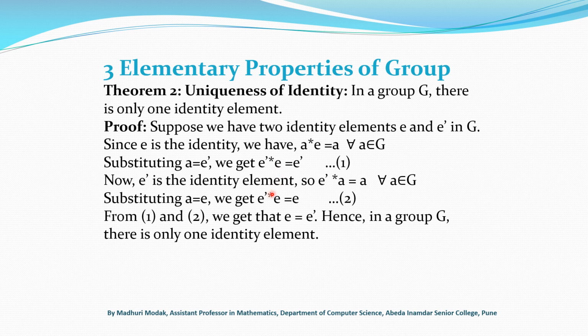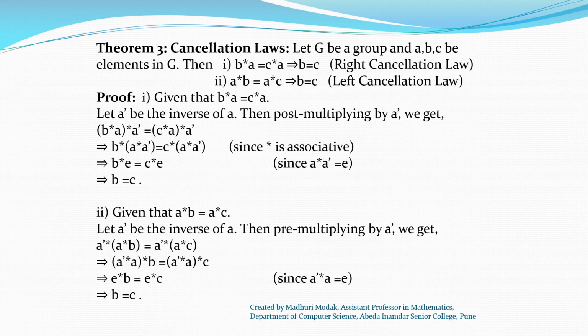Now see the first and second equations. If you observe their left hand sides, they are the same, that is E dash star E. So as the left hand sides are equal, we get E dash equal to E. It means the two identity elements E and E dash are not different but the same. So in any group G, the identity element is unique. That means there is one and only one identity element in any group G, which is a very important property of group.